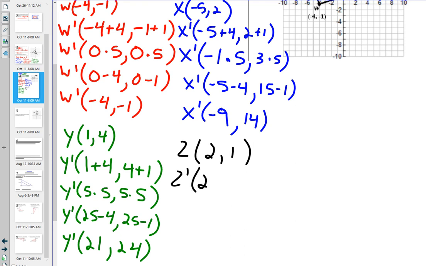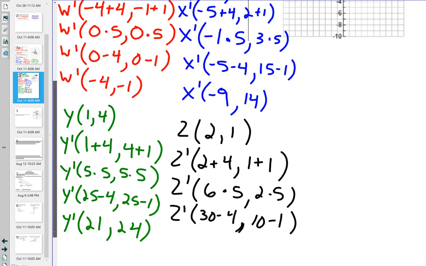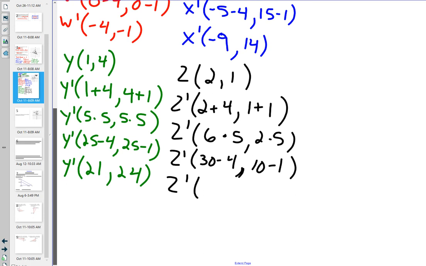Okay, so we got 2 minus negative 4 is 2 plus 4. 1 plus 1 because it's 1 minus negative 1. So we got 6, then times 5, and then 2 times 5. So finally it ends up being 30 minus 4, and then 10 minus 1. 26.